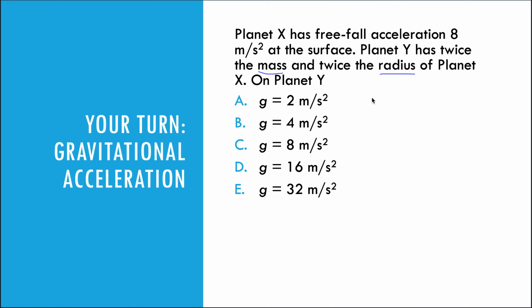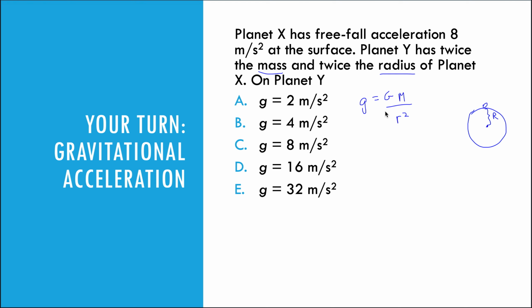Let's take a look at the equation that we just learned to find free fall acceleration. g equals GM over r squared. M is the mass of your planet, and r is the distance from the center of that planet to where the object is. In this case, the object is going to be at the surface since we're trying to find a free fall acceleration at the surface. So in this case, the little r is just going to be the radius of the planet.